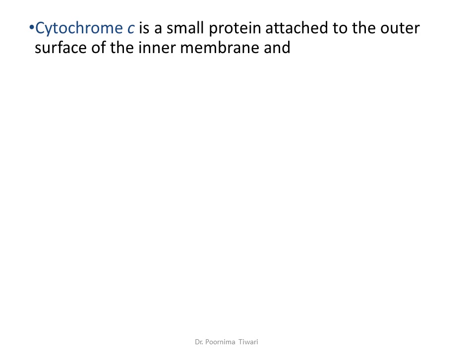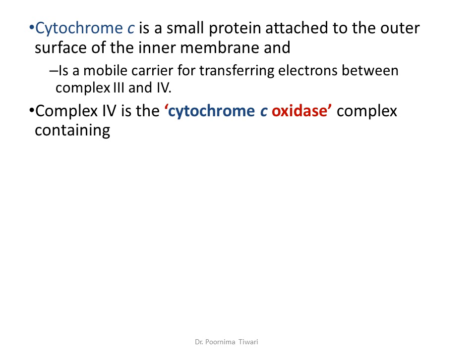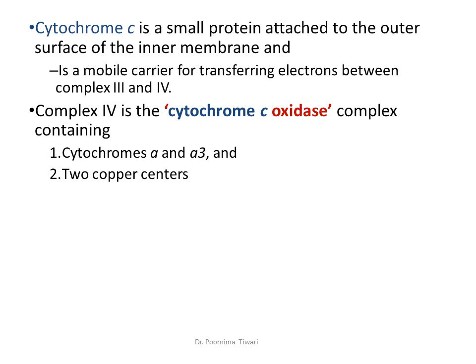Cytochrome C is a small protein attached to the outer surface of the inner membrane of mitochondria. Cytochrome C is a mobile carrier. It transfers electrons between complex 3 and complex 4. As we saw before, complex 4 is cytochrome C oxidase. It contains cytochromes A and A3 and 2 copper centers. So we can see that cytochrome C accepts the electrons and then passes them on to cytochrome C oxidase.